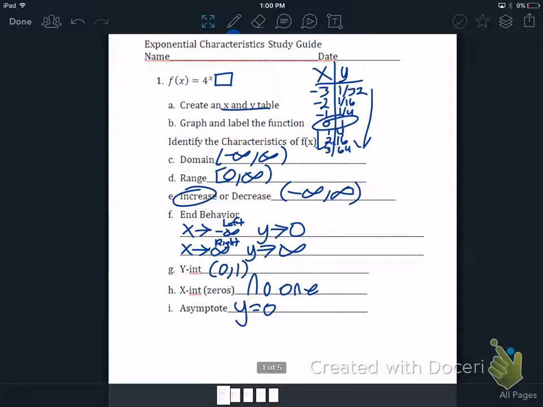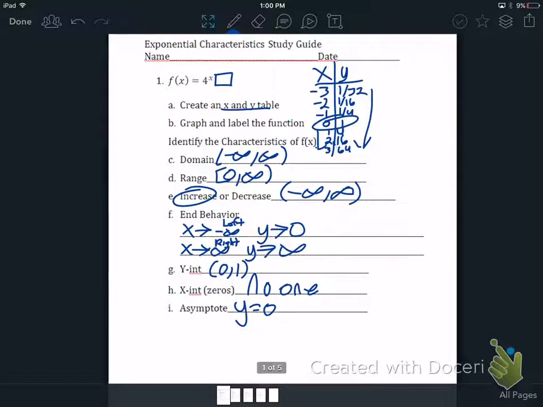Recording. Exponential study guide. My first equation is f of x equals 4 raised to the x. So in my calculator, I hit mode 7 and 4 raised to the x. My start point was -3. My end point was 3. I end up getting my table.